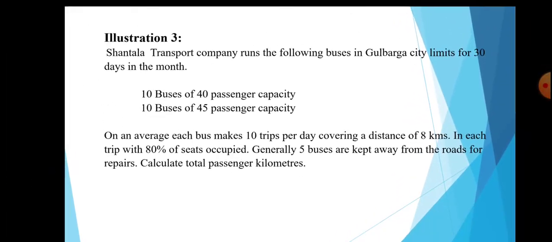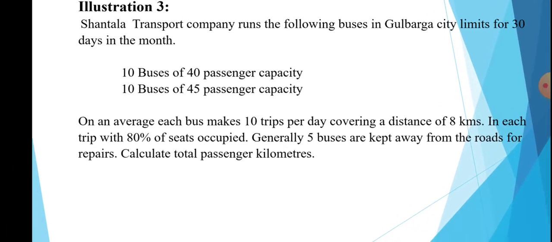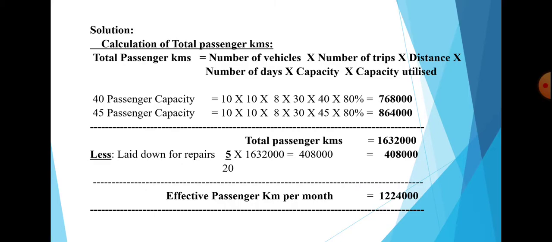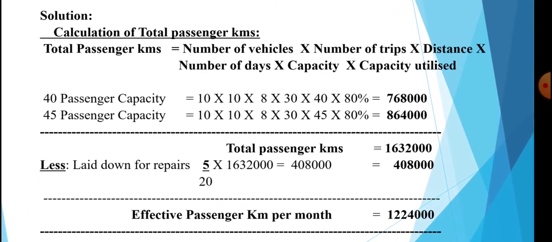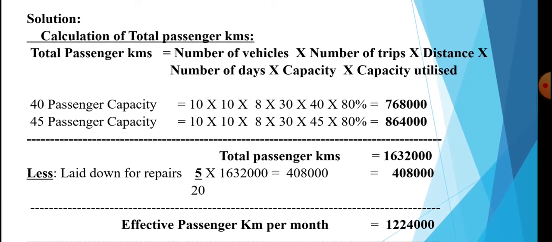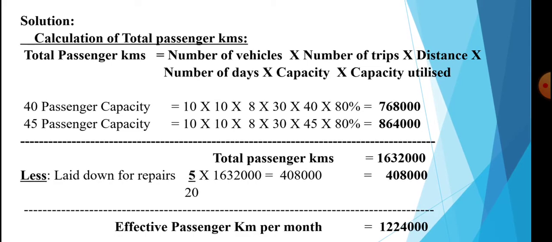Capacity utilized is 80%. So 10 into 10 trips into 8 kilometers distance, 30 days is the number of days operated, 40 is the passenger capacity, 80% is the capacity utilized. When we multiply all this, we'll get 7,68,000 passenger kilometers.